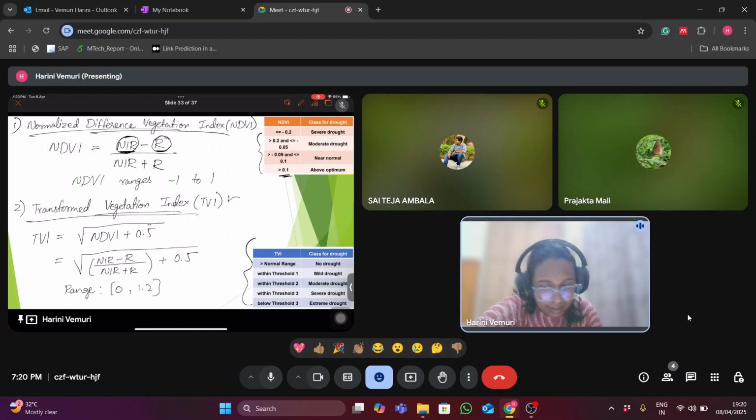So this is a table which will give us an idea of what the TBI range is and what the corresponding classes are based on the TBI value.